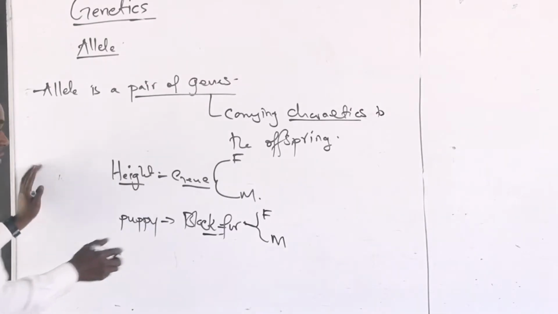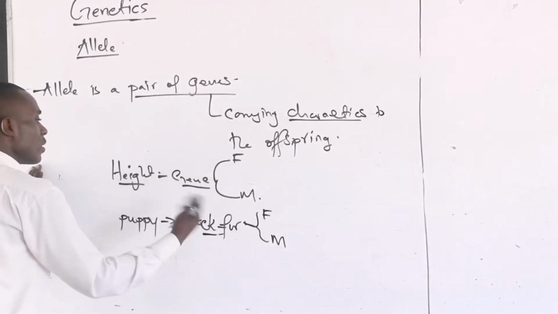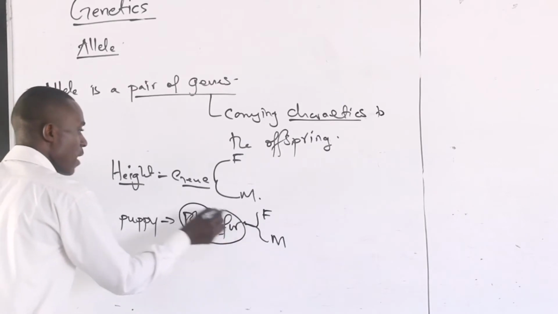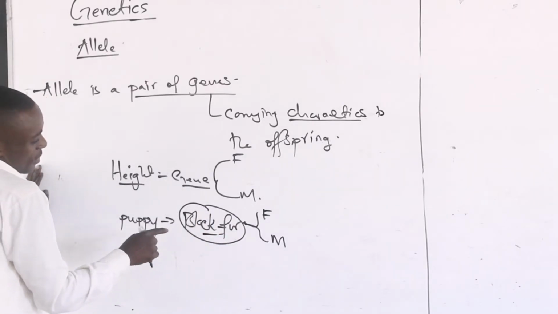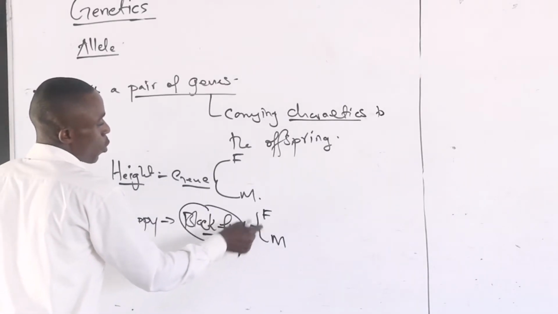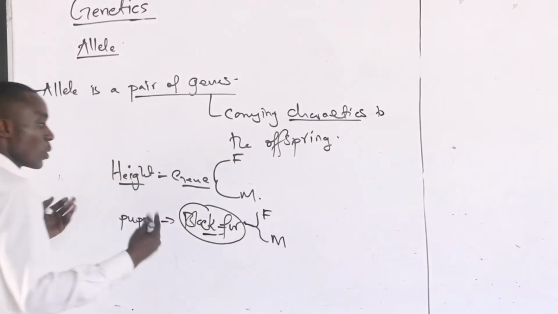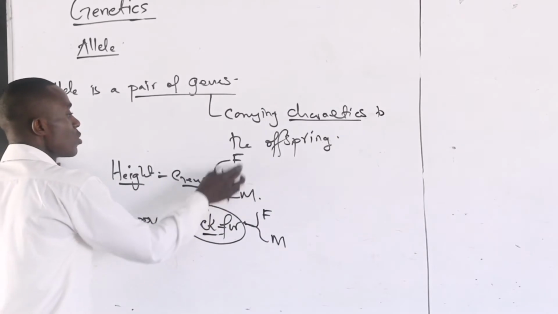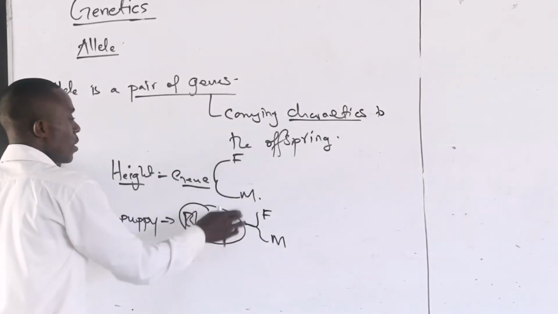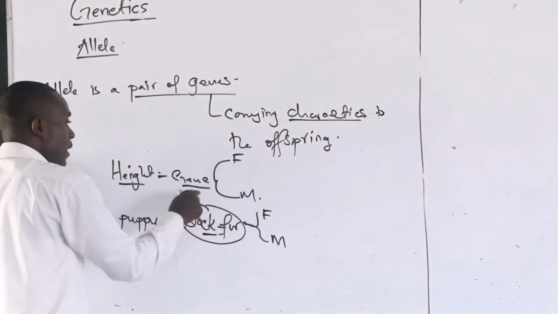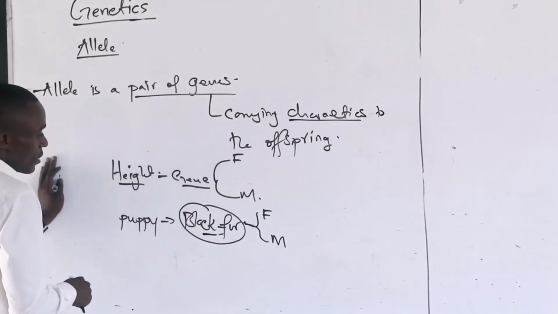And the phenotype, or this black fur, simply means there was one allele which was dominant and the other one was recessive. In other words, the relationship between the two alleles will determine which one will be expressed in the appearance of the offspring.